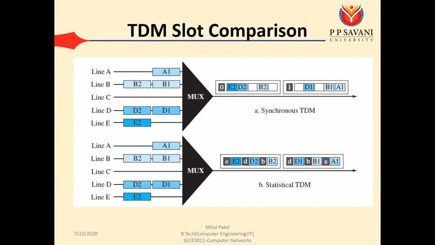Okay, so to remove that problem we have statistical TDM, in which the frames are created in a dynamic manner: the multiplexer checks every line, and takes data from the lines that want to send data, and not from the lines that don't. Here only A1, B1 and D1 data will come in the frame, and in the next frame the data of B2, D2 and E2 will come. So this is all about synchronous TDM and statistical TDM.